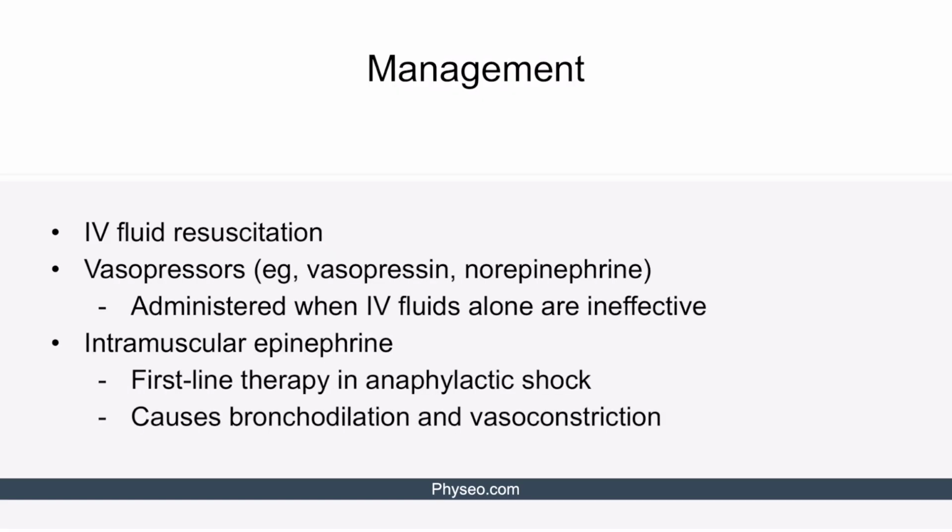Management of distributive shock largely depends on the underlying cause. Most of the time, we administer IV fluids to increase the intravascular volume and blood pressure. You can also administer vasopressors, such as vasopressin or norepinephrine, and the goal there is to normalize the blood pressure. And typically, you give vasopressors if IV fluids alone are not effective. Finally, intramuscular epinephrine is a first-line therapy if you're dealing with anaphylactic shock, and that's because of its ability to cause bronchodilation and vasoconstriction, so it can help reverse two aspects of that cardiopulmonary compromise.